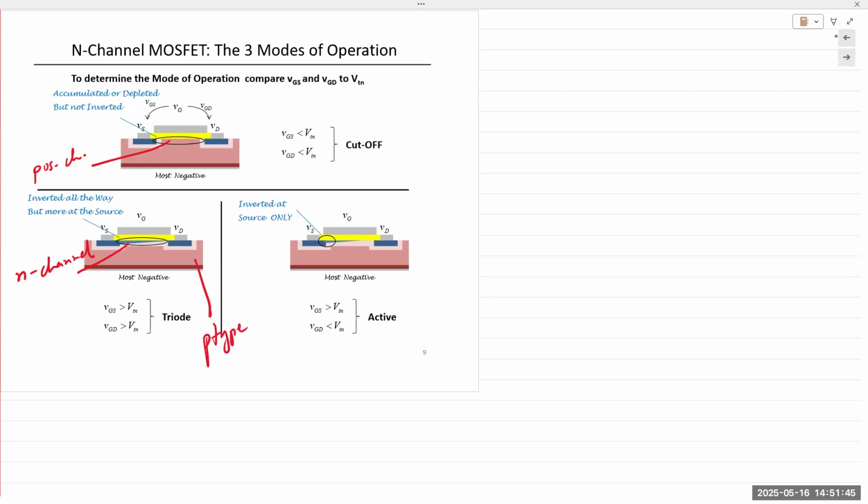So now you have an n-channel that's connecting the drain and the source. What happens if you apply a voltage between the drain and the source?